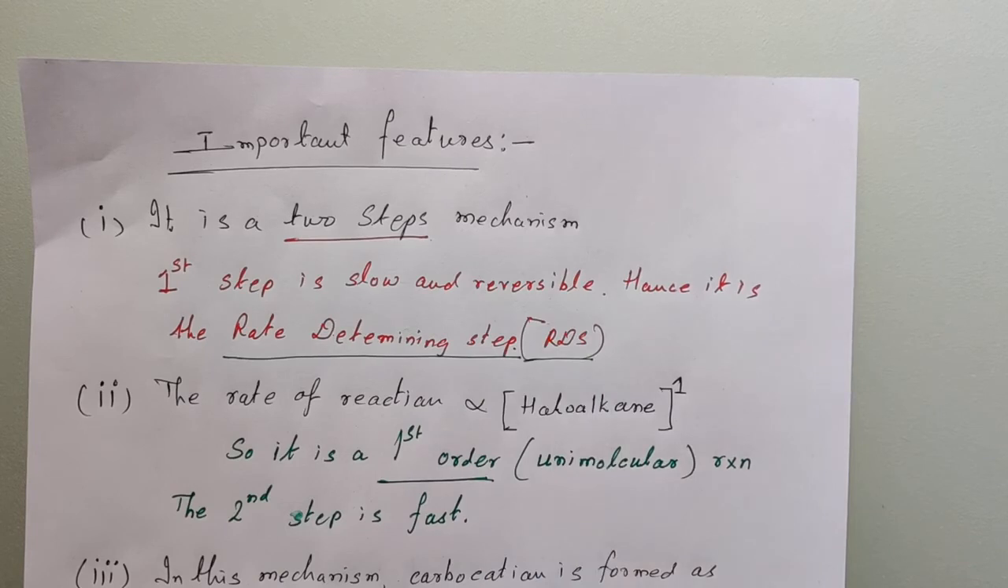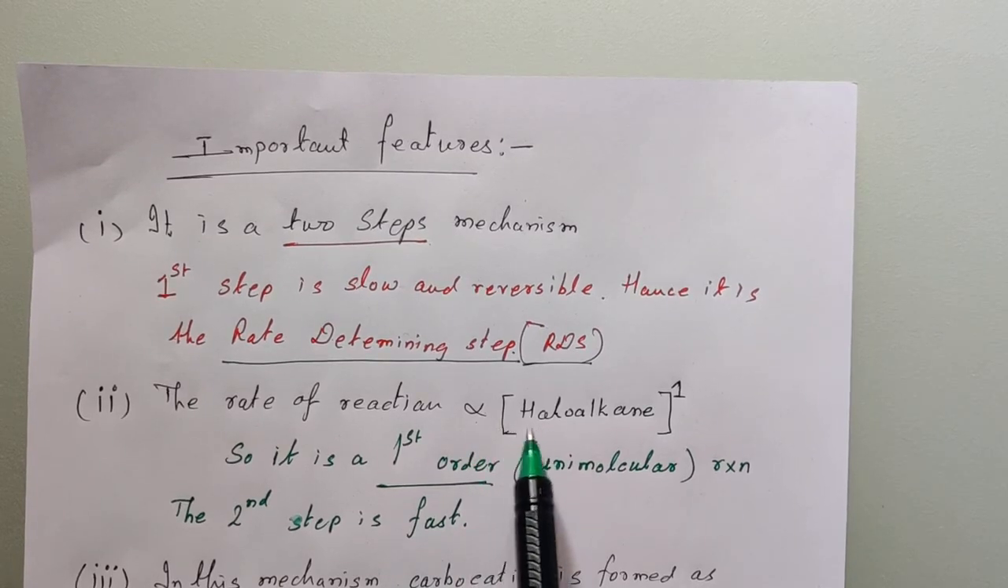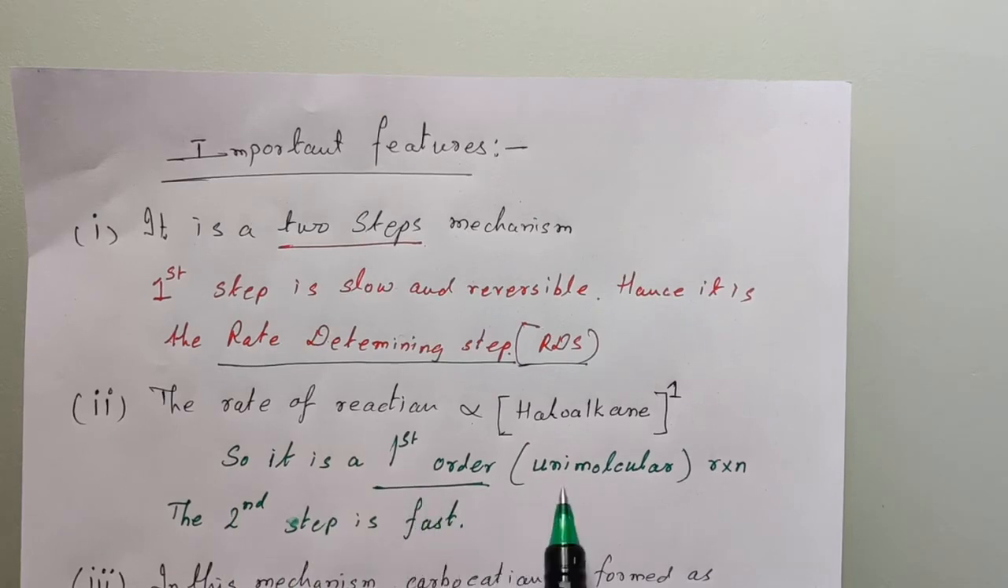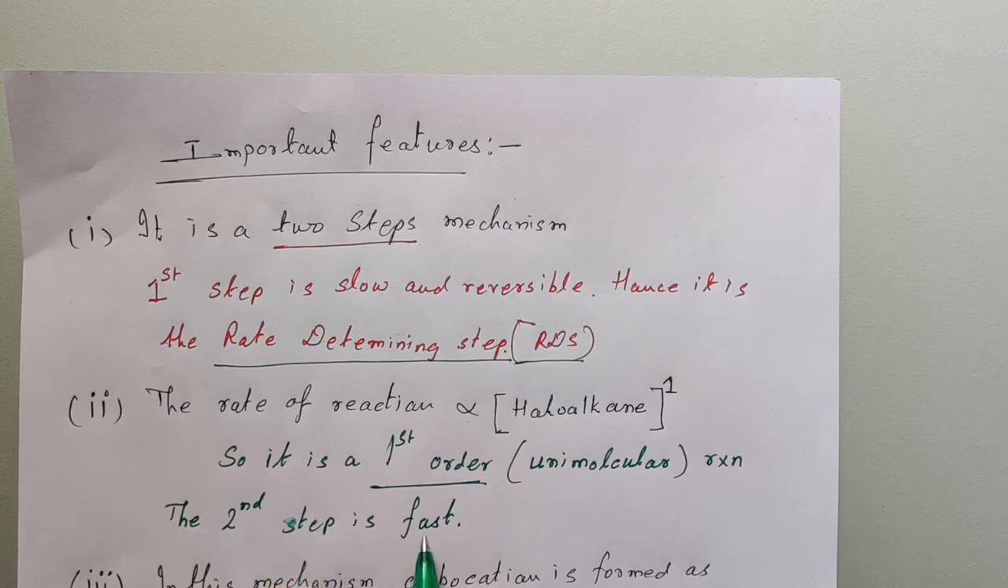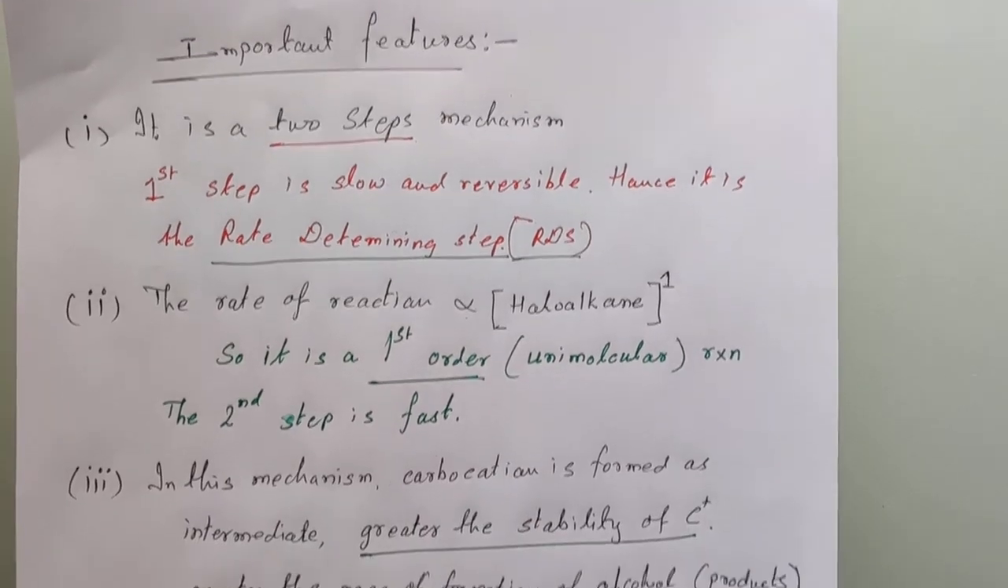Okay, and the rate of reaction over here is directly proportional to only one thing, students, that is the concentration of the haloalkane, and so it becomes a first order, that is unimolecular reaction, monomolecular that is. And the second step, compared to the first, is really very fast. Clear all of you? Now comes the third feature we talked about in the last video, students. So over here it is.